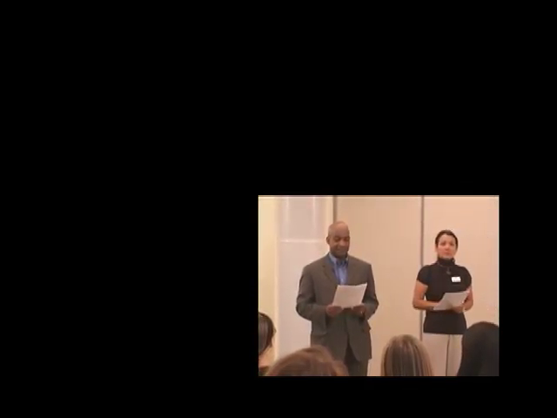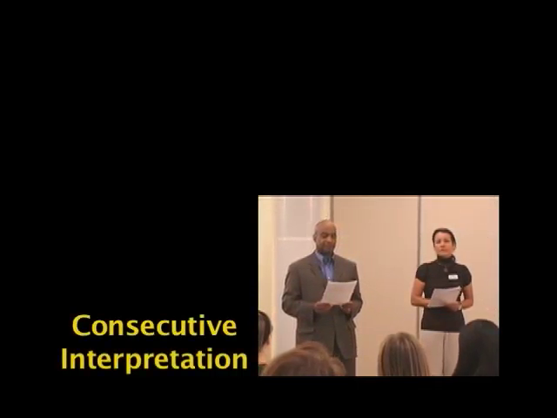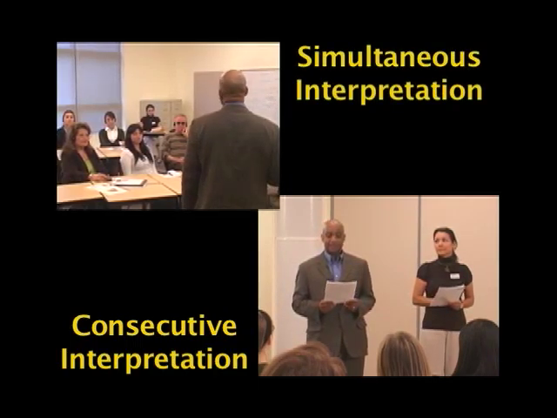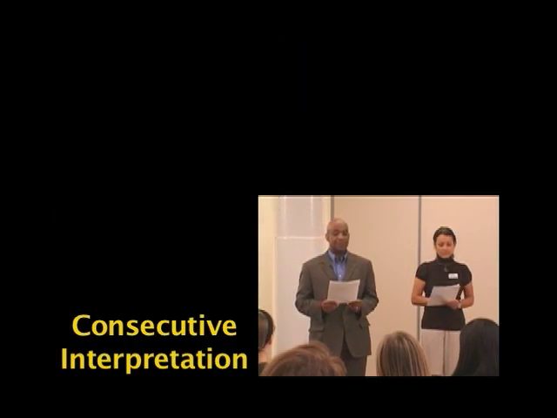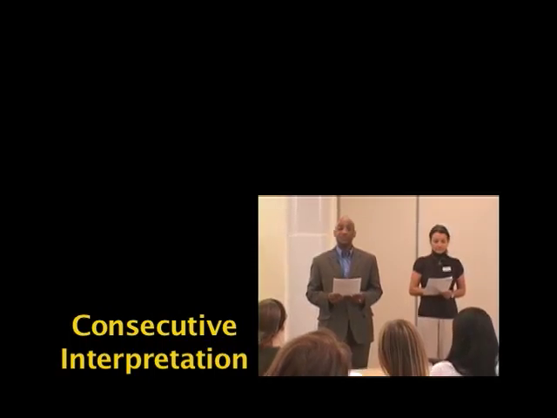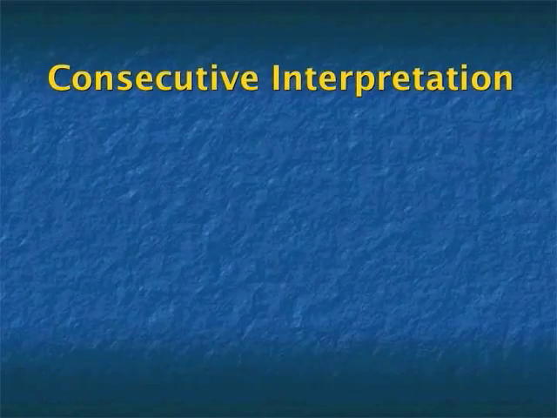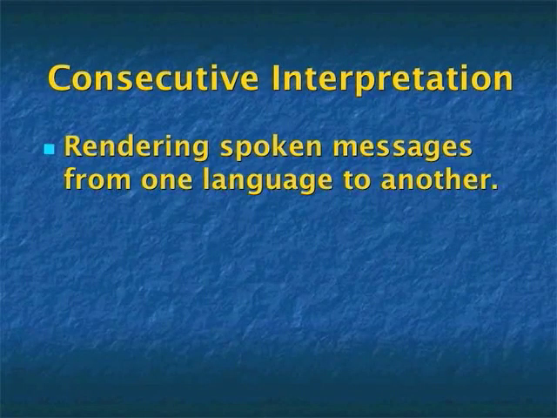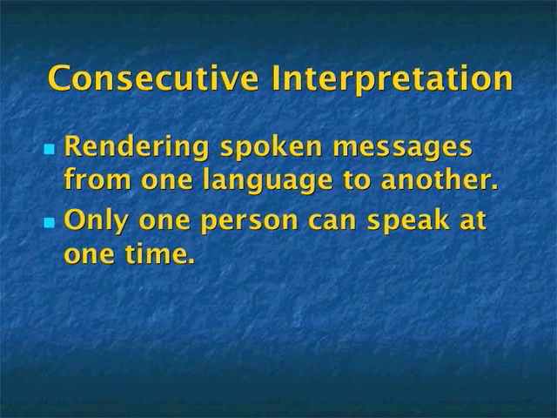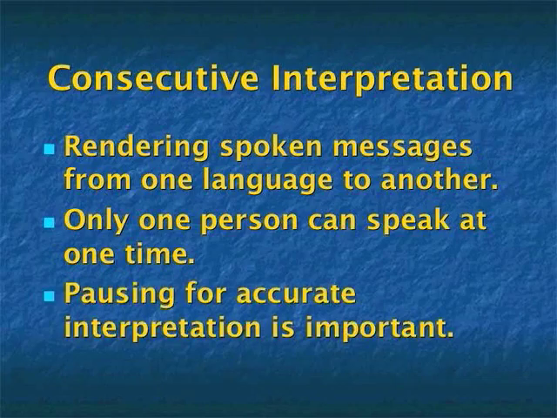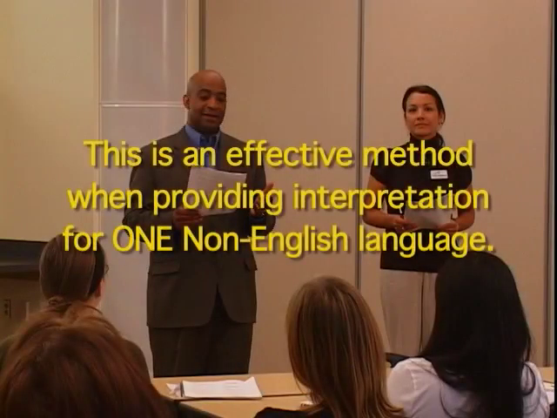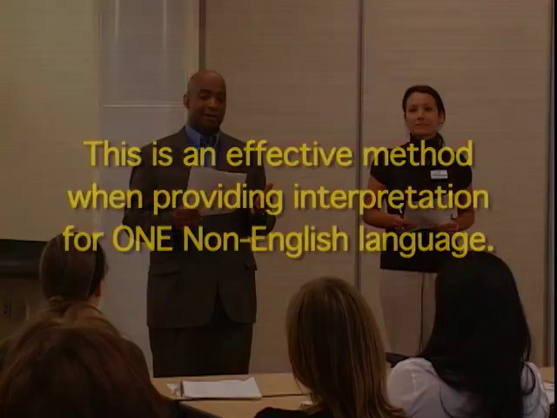There are two methods an interpreter can use to interpret what is said at a workshop. Consecutive interpretation and simultaneous interpretation. Let's examine consecutive interpretation first. Consecutive interpretation. Rendering spoken messages from one language to another. Only one person can speak at one time. Pausing for accurate interpretation is important. This is an effective method when providing interpretation for one non-English language.